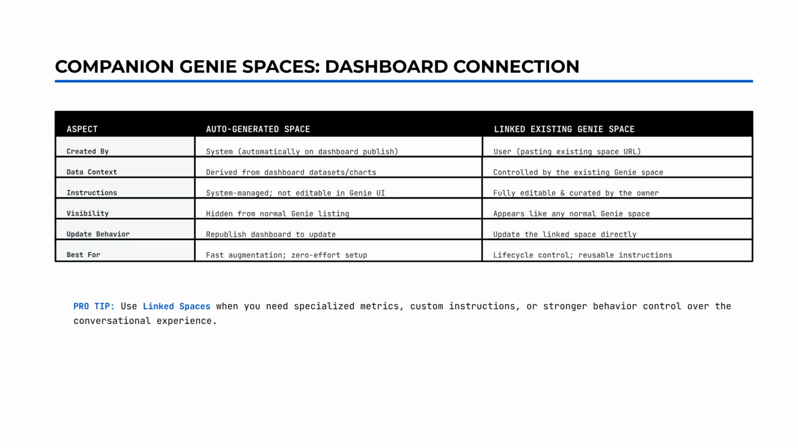Linking an existing space gives you full control over instructions, custom metrics, and behavior, which is ideal when you want a more polished and consistent experience. Pro tip: start with auto-generated for speed, then switch to linked spaces as your curation matures. This pattern dramatically accelerates user adoption because people already trust the dashboard data.